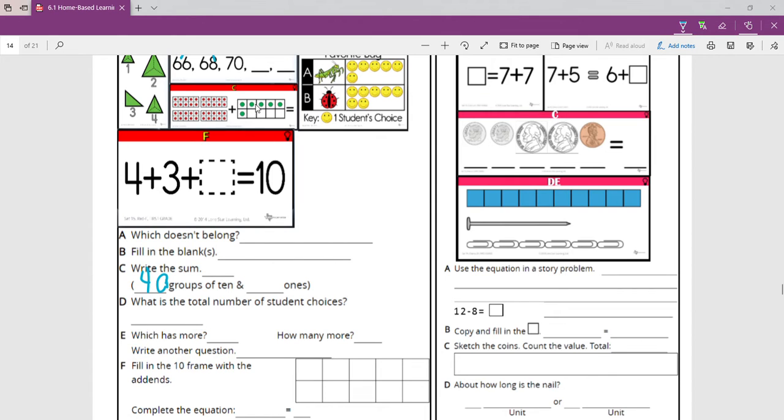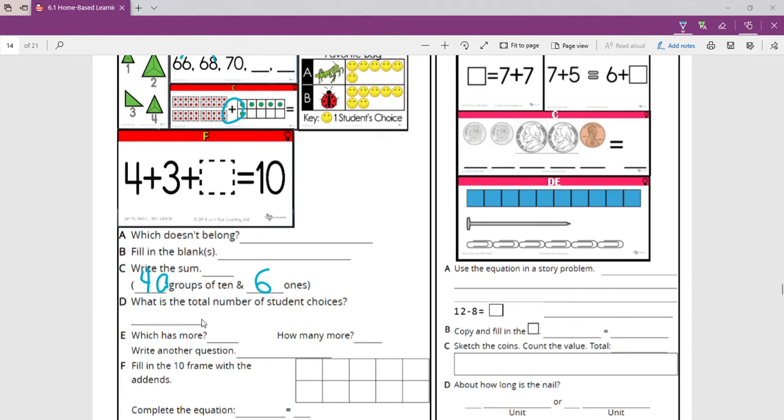And then look at these ones. Is this 10 frame complete? No. So these are just ones. How many ones do we have? Let's count them. 1, 2, 3, 4, 5, 6. And you write that right here. And what is the total of these two numbers? You're going to add these two numbers and you're going to write it right here.